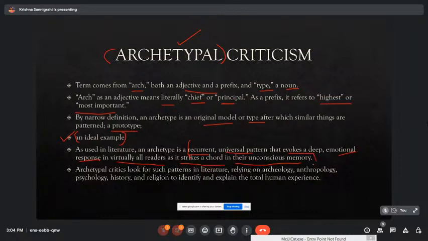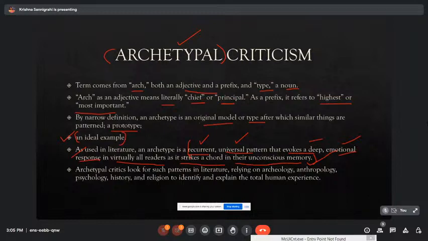There are a few words which we'll have to take care of when we are reading this to understand the concept in a better way. The first word is recurrent, means it keeps on coming, it gets repeated. Next is universal. So it's an universal pattern, not just in one text, but something which is universally accepted, a pattern that evokes, that gives rise to, what? A deep emotional response in virtually all readers, as it strikes a chord in their unconscious memory.